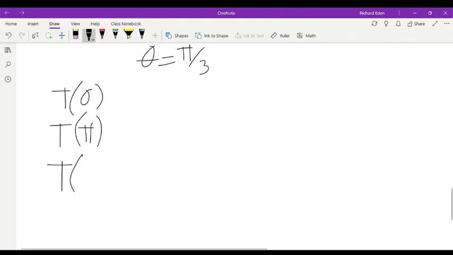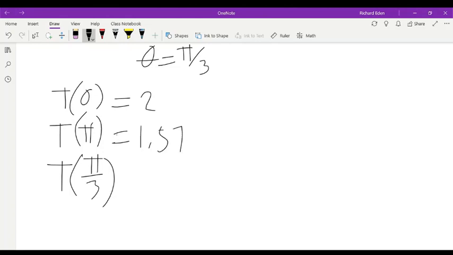And you would then find, because I'm running out of time, the values here, approximate to 2 decimal places. 2, and then T of pi is 1.57, and then this is 2.26. So assuming I did the calculations correctly, you would have the least time here.